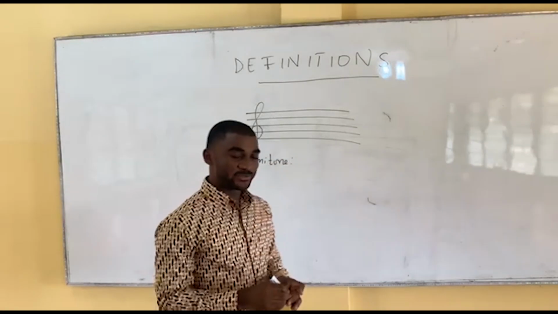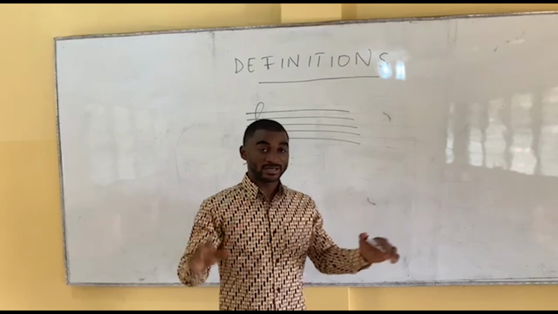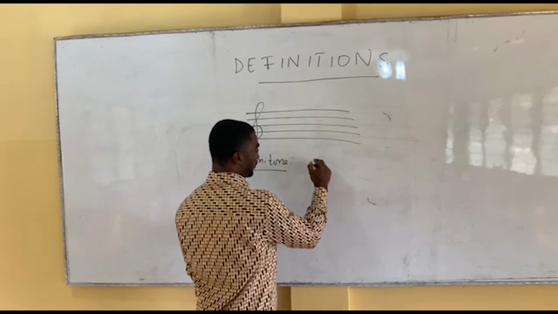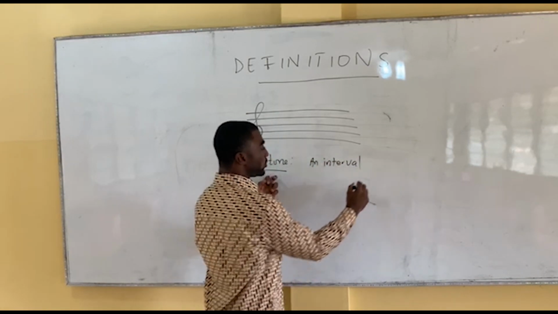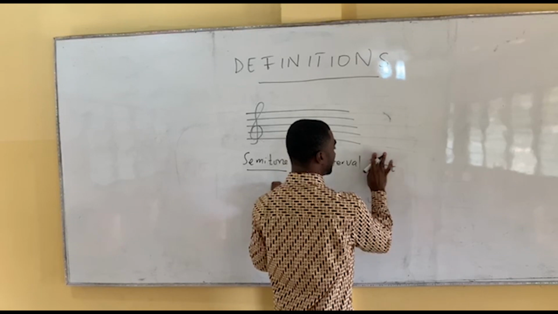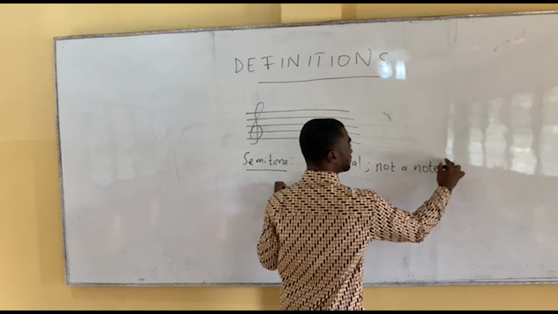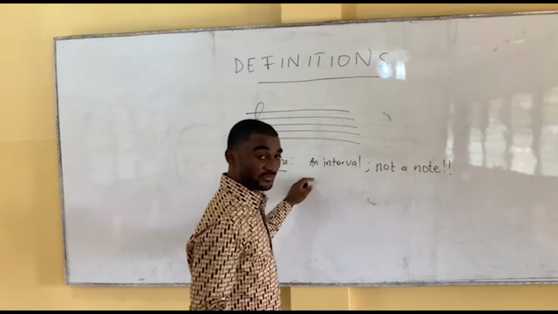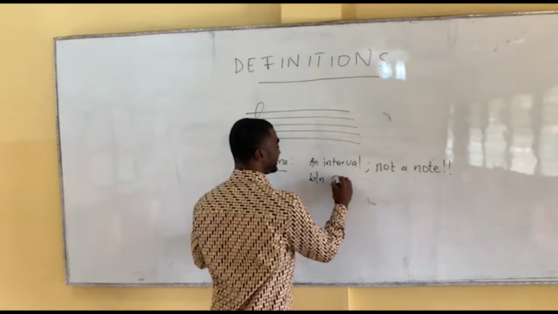Basic thing. I need for you to always remember concepts. It's the key to building a thorough understanding of musical theory. So a semitone is, first of all, an interval. Remember, a semitone is not a note. This is an important statement. Always keep that in mind. It's an interval. That means it's between two notes.